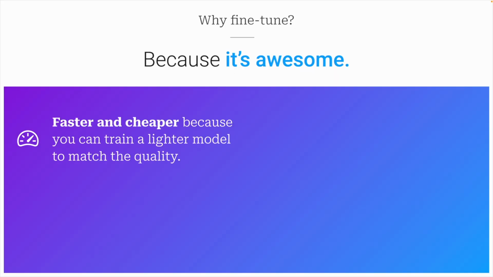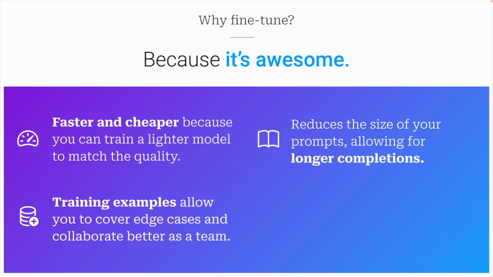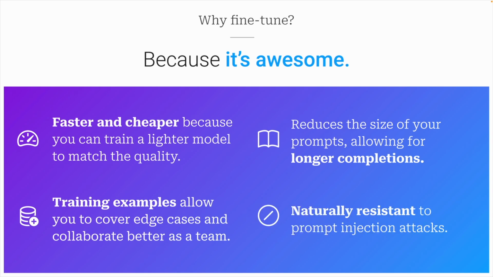It's faster and cheaper because you can train a lighter model to match the quality of what you were doing with a prompt. It reduces the size of your prompts, allowing for longer completions. Training examples allow you to cover edge cases and collaborate better as a team. And it's naturally resistant to prompt injection attacks. So let's dive into some of these.